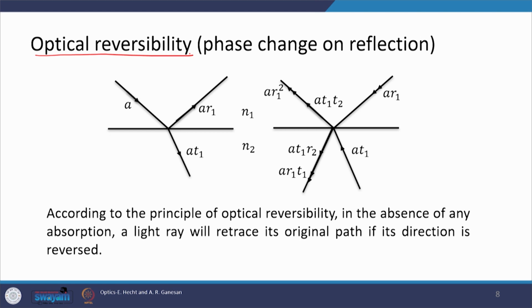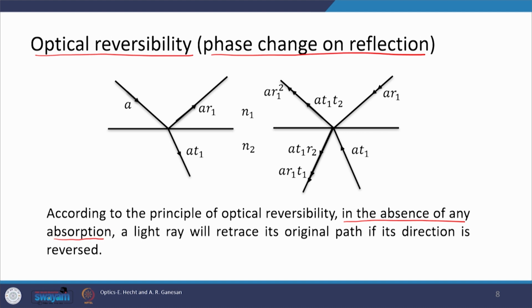Now, we will move to the next topic, which is about optical reversibility. Herein we will also establish that phase changes on reflection. Now, what is the principle of optical reversibility? The principle of optical reversibility says that in the absence of any absorption, we are assuming that the system is lossless.